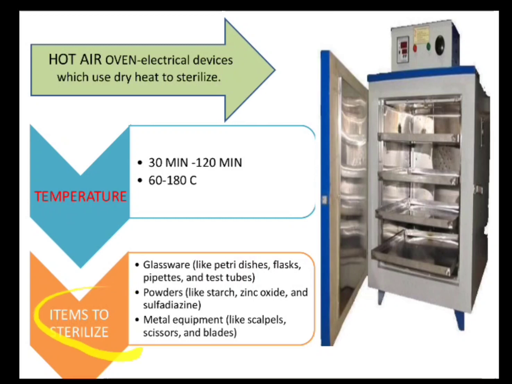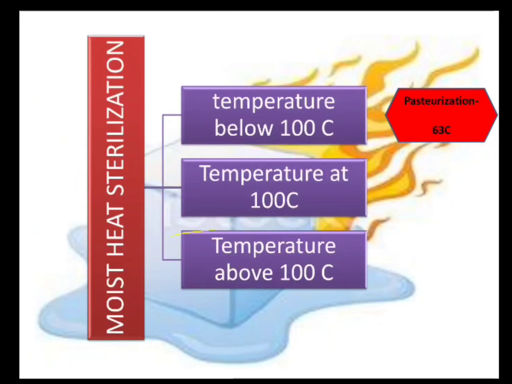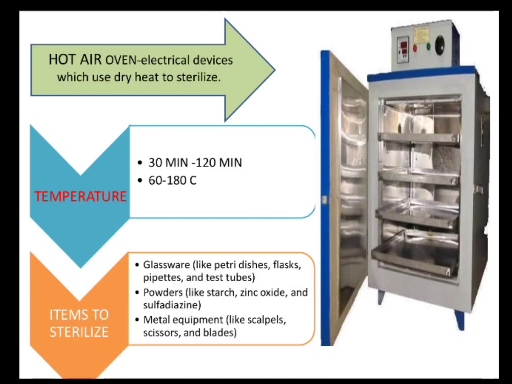What are the items that you can sterilize here? You can sterilize all your glasswares, your petri dish, your flask, your test tubes, your powders, your metal equipments, all these things you can sterilize using your hot air oven. Now, what are the advantages and disadvantages of using this? The advantage of using this is that it is a quick process. You can sterilize most of the instruments, but then what are the disadvantages?